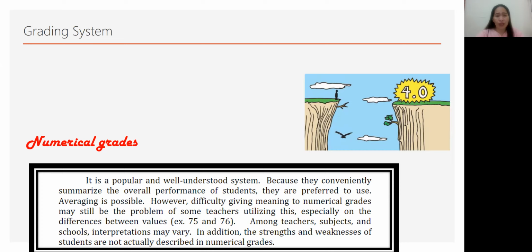However, difficulty giving meaning to numerical grades may still be a problem for some teachers utilizing this, especially on the differences between values, for example 75 and 76. Among teachers, subjects and schools, interpretations may vary. In addition, the strengths and weaknesses of students are not actually described in numerical grades.